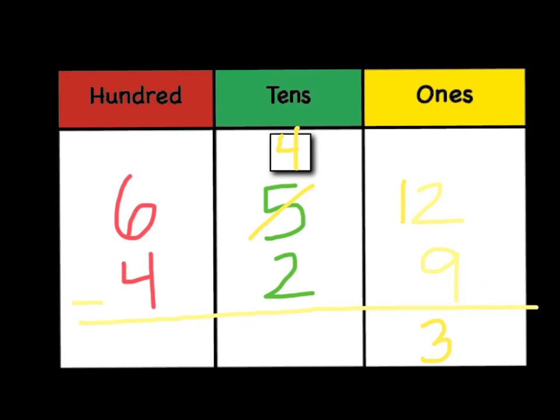Now let's look at our tens column. Remember, we already took 10 from that 5, so it's no longer 5, it is now a 4. So we have 4 tens minus 2 tens, which equals 2 tens, which is the same thing as 20. Now let's look at our hundreds. We have 600 minus 400. 600 minus 400 equals 200. The answer is 223. Did you get it right?